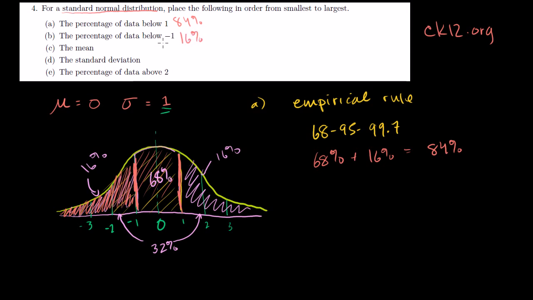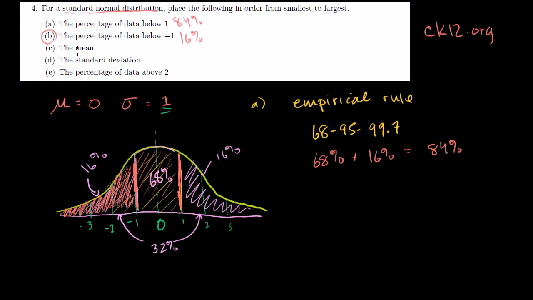And you could have already known, just without even knowing the empirical rule, just looking at a normal distribution, that part B is a subset of part A, so it's going to be a smaller number. So if you just had to order things, you could have made that intuition, but it's good to do practice with the empirical rule.